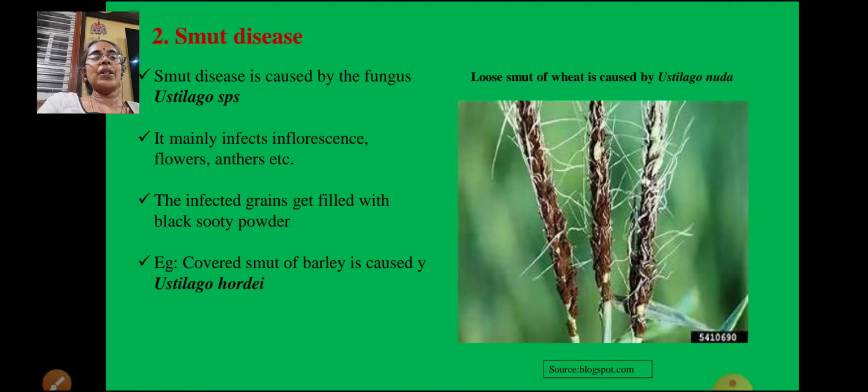The second important disease is the smut disease. Smut disease is caused by the fungus Ustilago species. It mainly infects the inflorescence, flowers, anthers, etc. The infected grains get filled with black colored sooty powder, which are called the smut spores. An example is covered smut of barley, caused by Ustilago hordei.